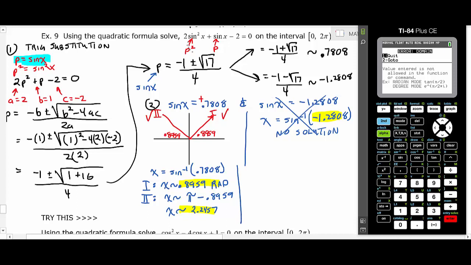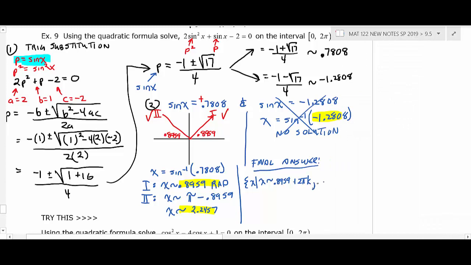So that means when we get the final answer, we just write the final answer like this then. Okay, so we say set of x, and we say x is approximately 0.8959 plus 2 pi k, and then comma, we say x is also approximately 2.2457 plus 2 pi k, where k is an integer. Okay, so that would be the final answer to that problem, and it would be written like that.